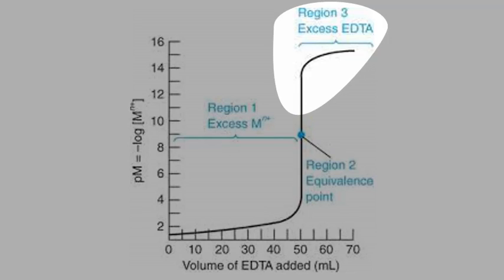Now move to region 3. This is after the equivalence point. Now there is excess EDTA, and virtually all the metal ion is in the form of the metal-EDTA complex, and the concentration of free EDTA can be equated to the concentration of excess EDTA after the equivalence point.